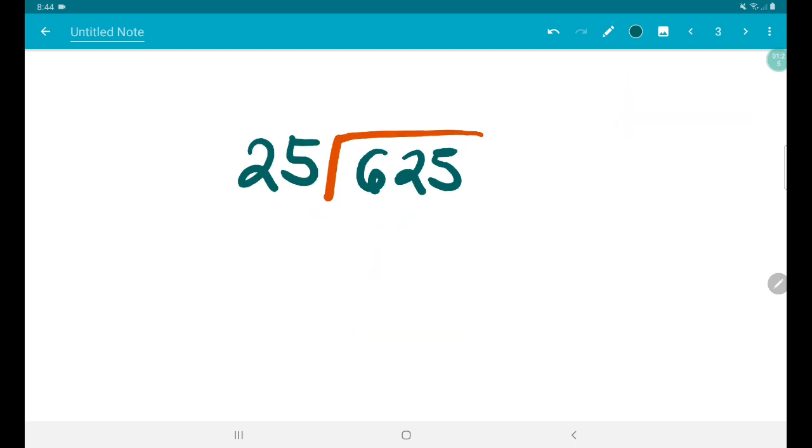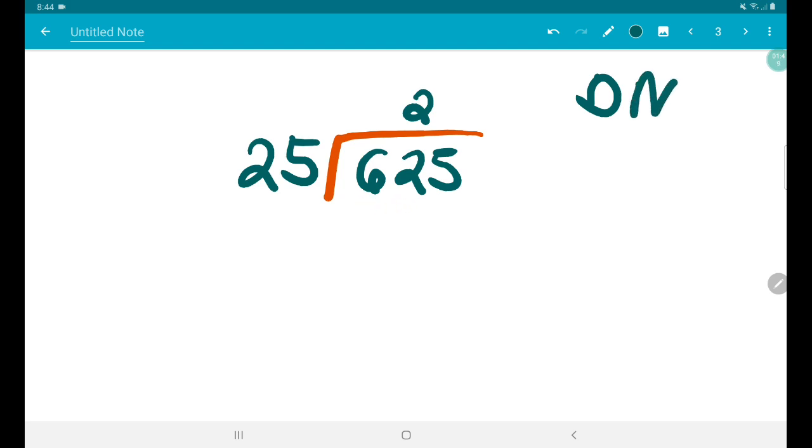Next, 625 divided by 25. So, kung ito ay dalawa lang din muna yung kukunin mo sa loob. So, 25. 62 divided by 25. Ilan yun? Dalawa. Tama? So, dito mo siya ilalagay kasi yung 2 digits na yun ang ginamit mo. So, 62 divided by 25 is 2.